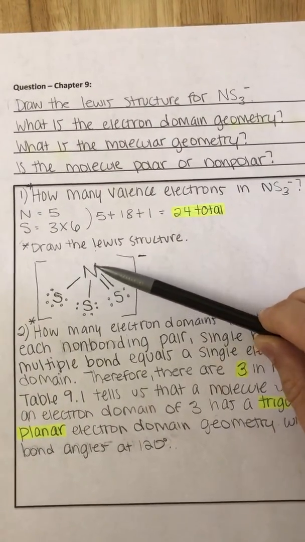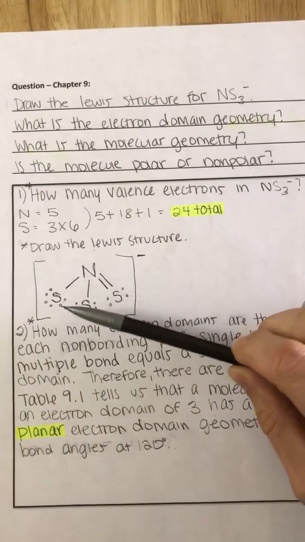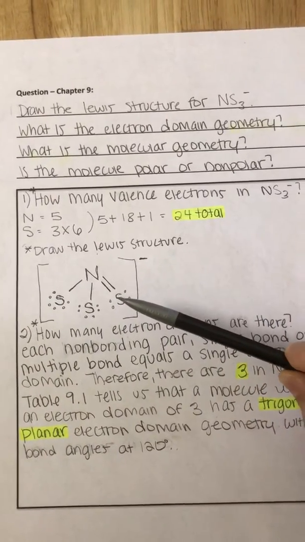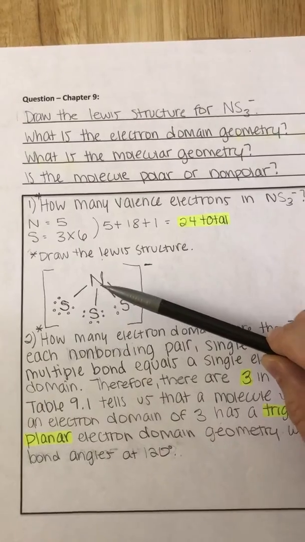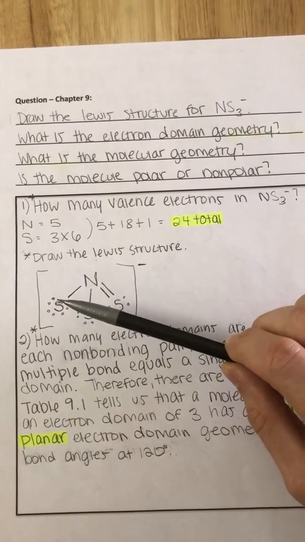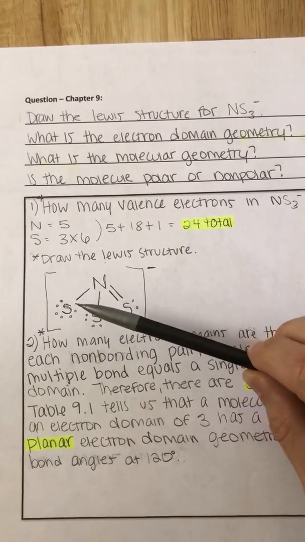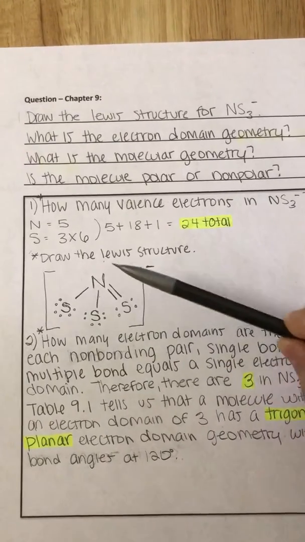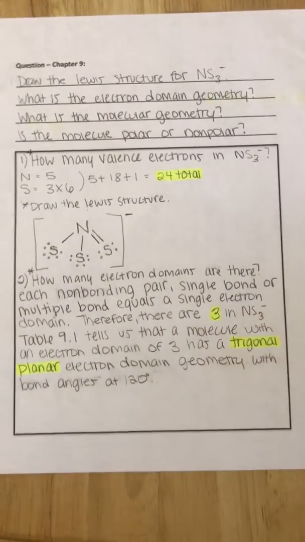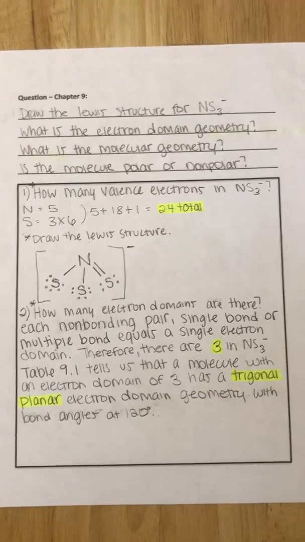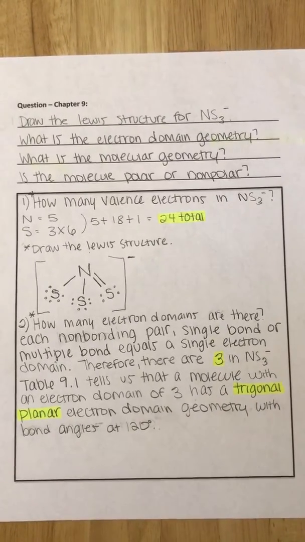You put nitrogen in the center and the sulfurs surrounding it. You want to create the bonds and then add the valence electrons so that you have an octet with each atom. In step 2, it asks how many electron domains are there.